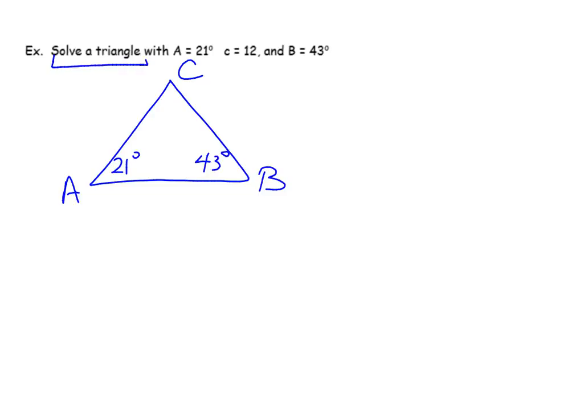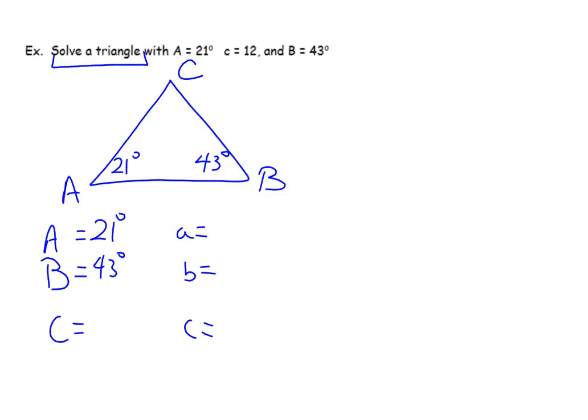Well, to solve the triangle, that means find everything that's missing about the triangle. So I know that every triangle has 3 angles and has 3 sides. We were told that angle A is 21 degrees and angle B is 43 degrees, and that side C is 12. Right? So what do I still need to find? I still need to find angle C, side a, and side b. All right? So let's take a look at how we can do this.